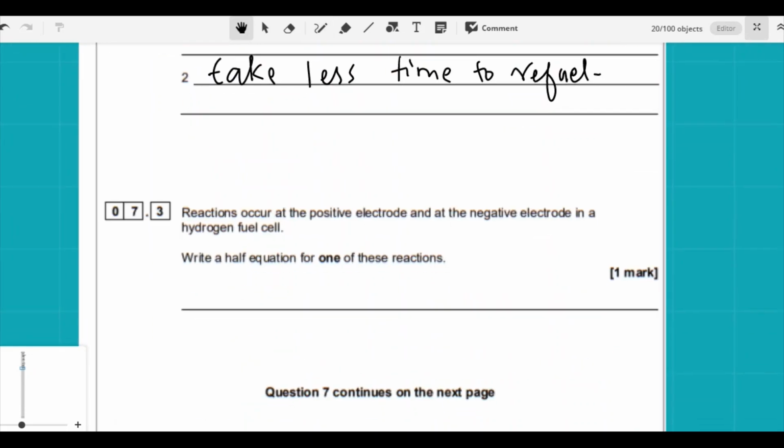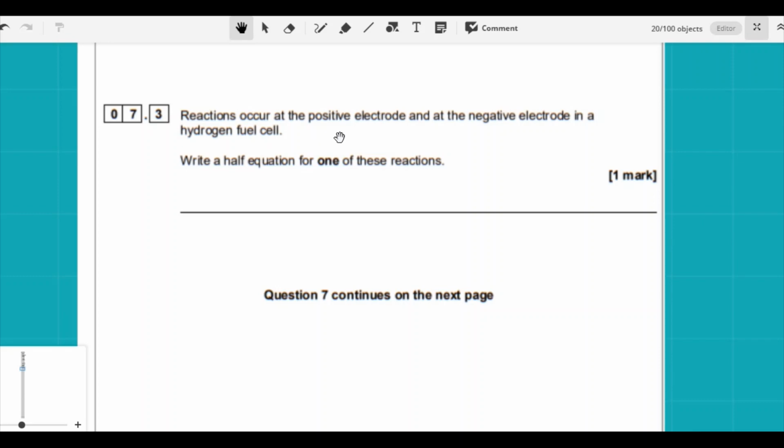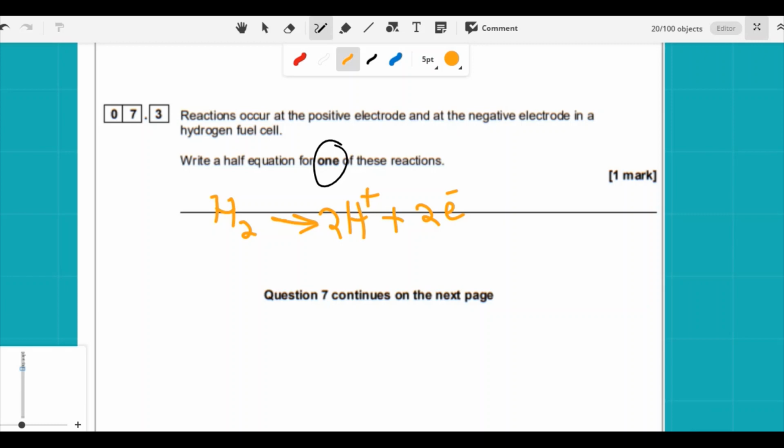Okay, next. Reactions occur at the positive electrode and at the negative electrode in the hydrogen fuel cell. Write the half equation for one of these reactions. So you have to write any one. For example, I am going to write one example: H2, hydrogen gas, will release two electrons and it will convert into two hydrogen ions. Okay, now the next one.